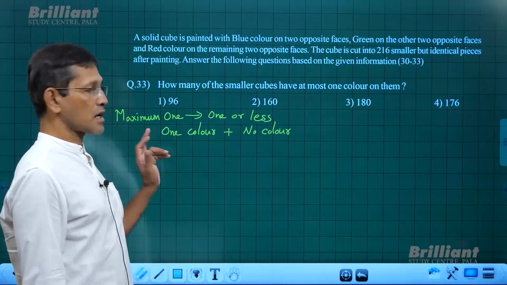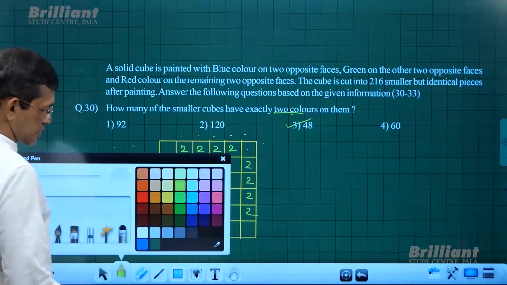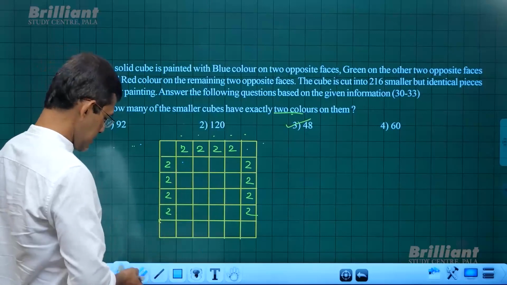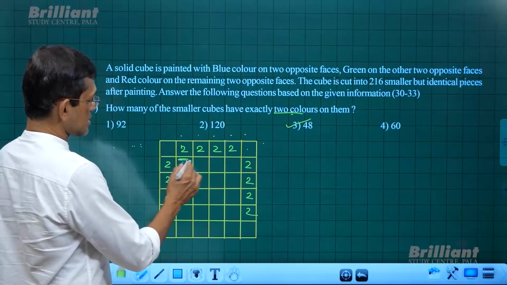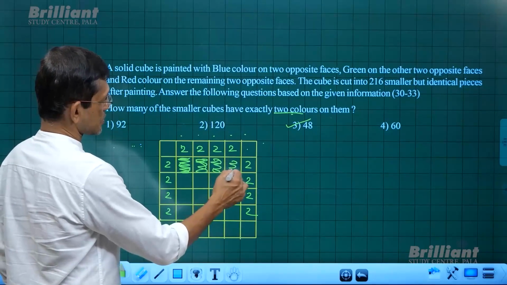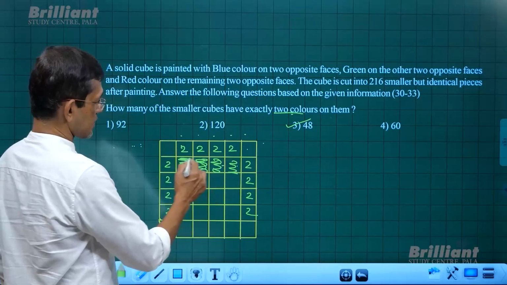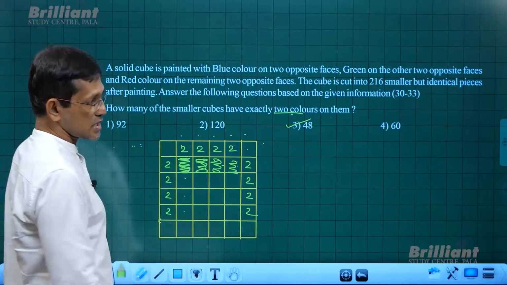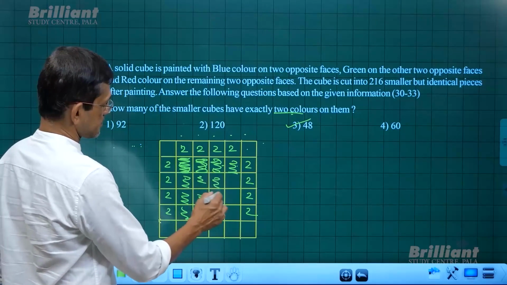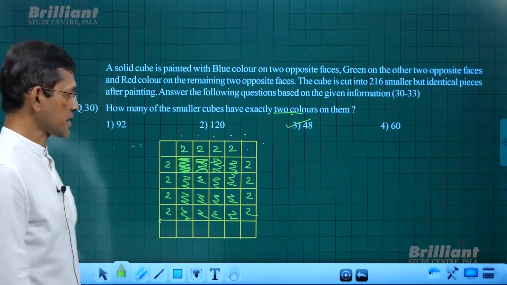So first of all, we take one color. How many cubes have one color? When you look at one face of this cube, let's say this is the face with the green color, it doesn't matter. These are the cubes with just one face painted. How many such cubes? You take it this way, 4 into 4, there are 16 cubes with exactly one face painted. So there are 16 cubes on one face.